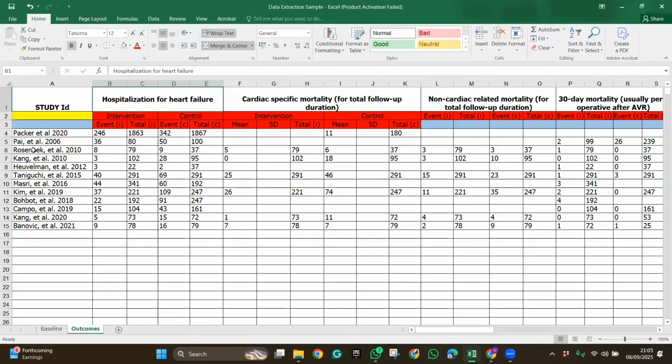Let's say this third study does not report this outcome. What you're going to do is leave it blank, or you can write NR, okay, which means not reported. Similarly, let's say these two studies also don't report this outcome, hospitalization for heart failure. You're going to leave it blank, okay. This is how you're going to do it. Okay.